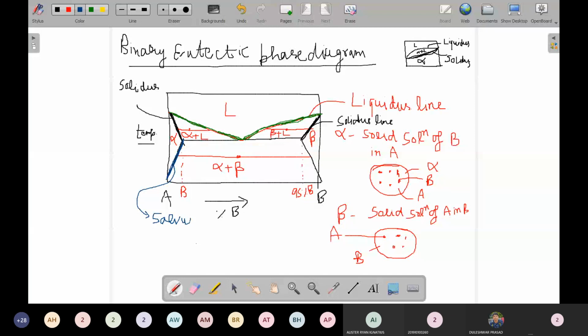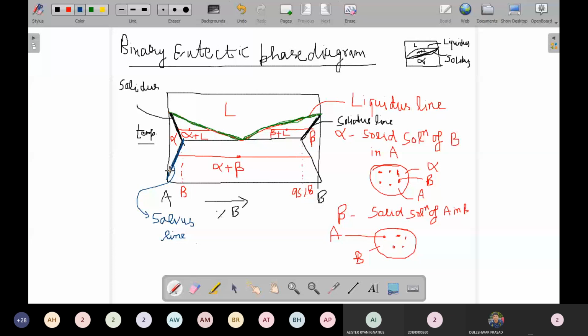Try to understand the difference between all these lines. So what is this solvus line separating? This solvus line is separating one solid phase region from two solid phase regions. If this is the separation, then we call this line the solvus line.